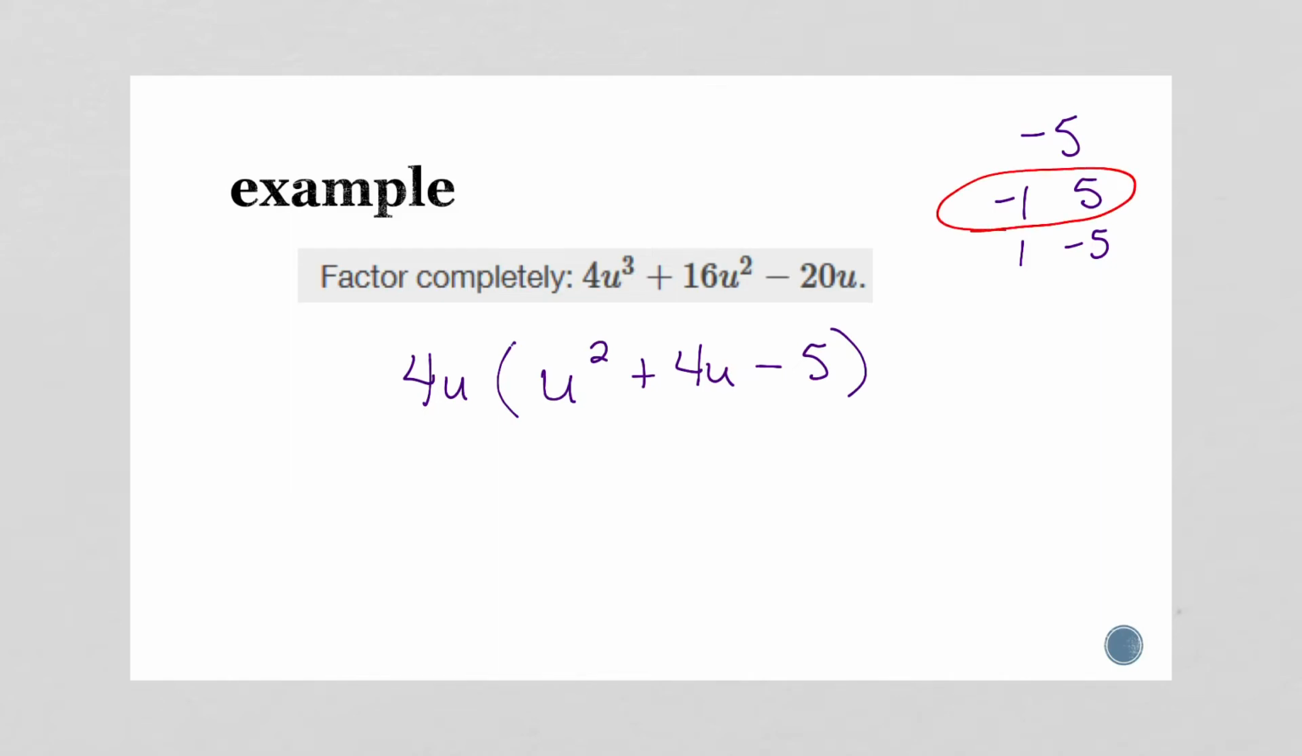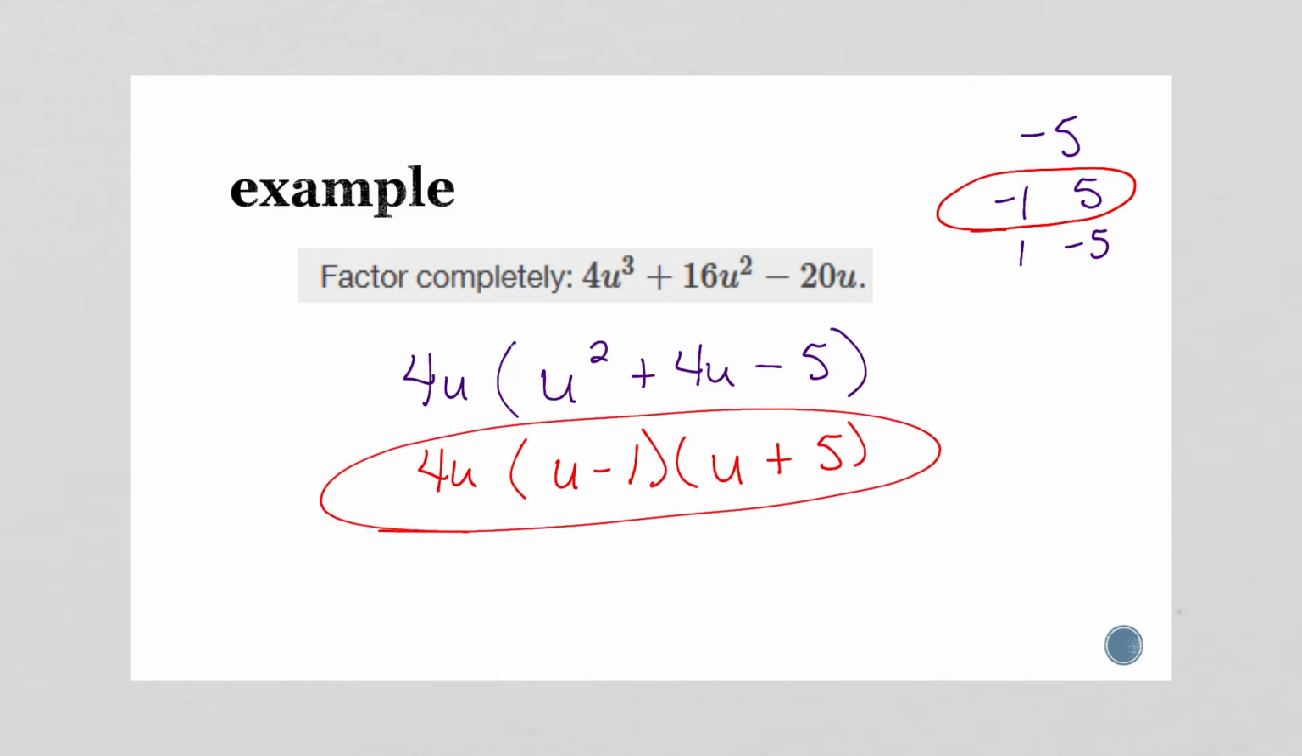So I know that this factors using that pair. Okay, so, sorry, it got interrupted, so let's write it out. Okay, so 4u, and then I've got u minus 1 and u plus 5. There we go. We just factored it.